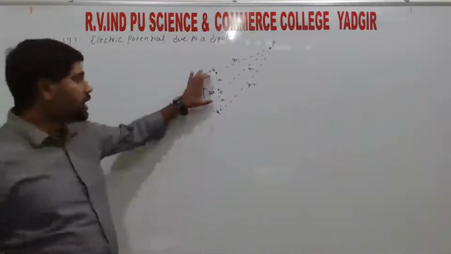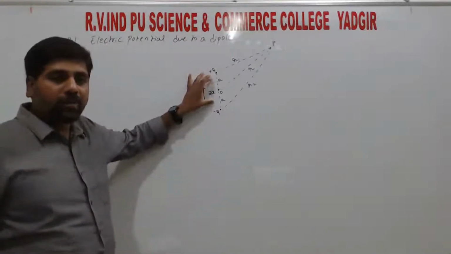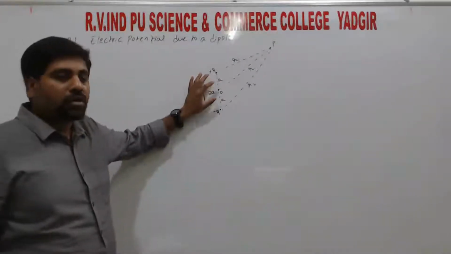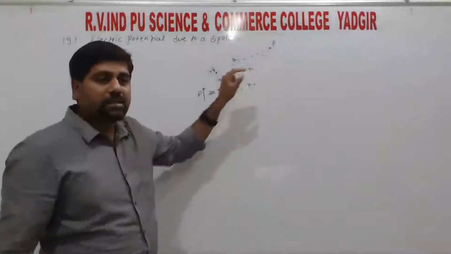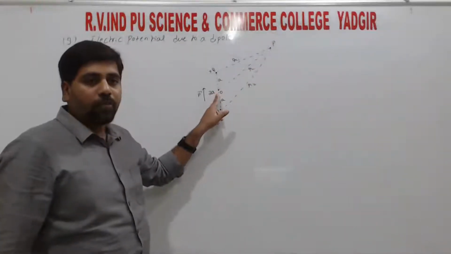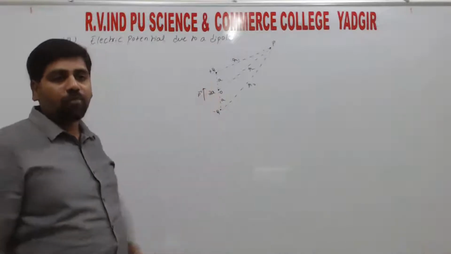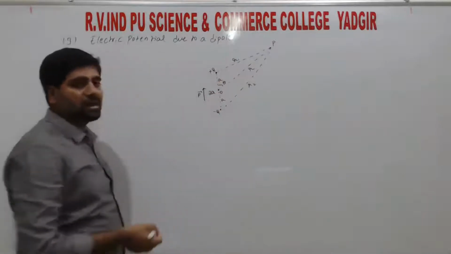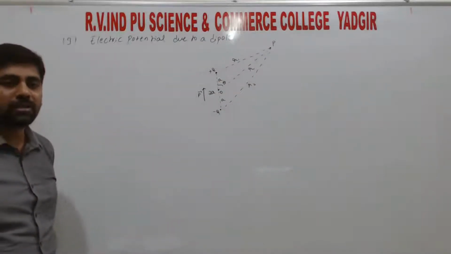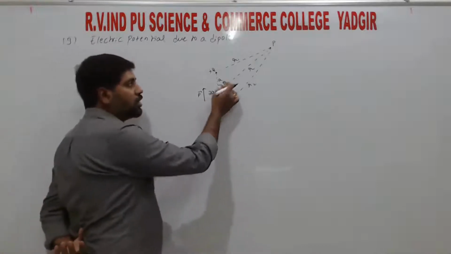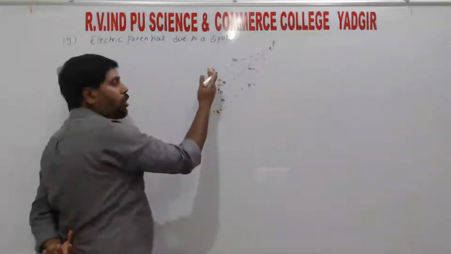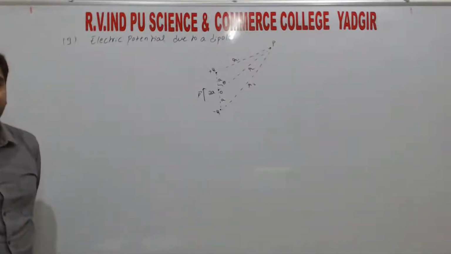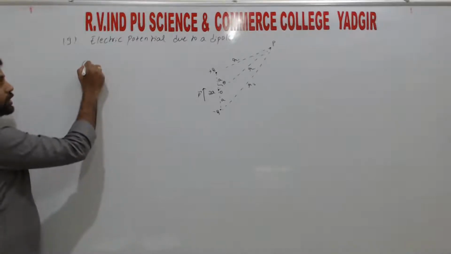So consider one dipole, equal and opposite charges separated by a small distance, that distance is 2a, where O is the center of the dipole. Consider any point P at a distance r from the center of the dipole, which makes an angle theta with the dipole moment. Theta is the angle made by the line joining the center of the dipole and the point P with the dipole axis, or dipole moment, right?